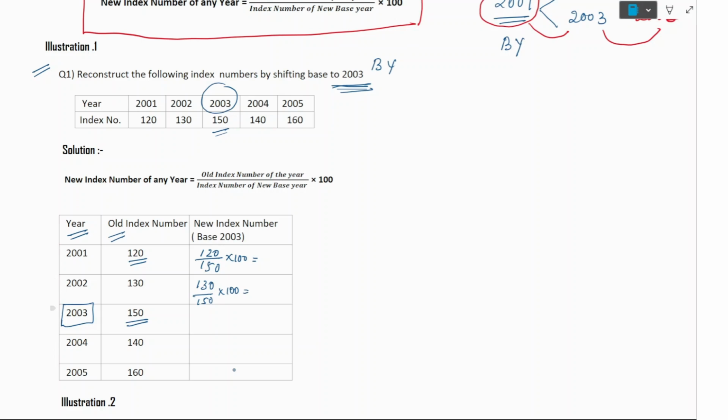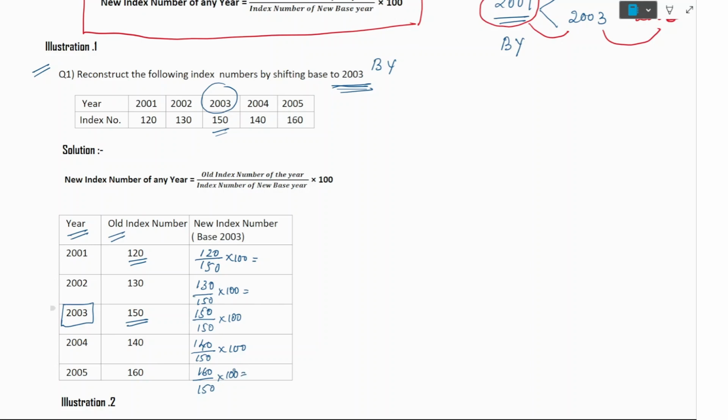I'll complete the calculations first. For 2003, 150 divided by 150 into 100, because 150 is the old index number and the index number of the new base year is also 150. Then 140 divided by 150 into 100, and the last, 160 divided by 150 into 100.